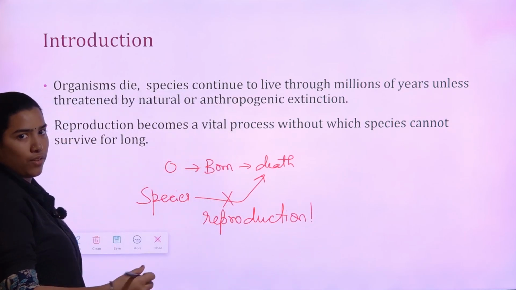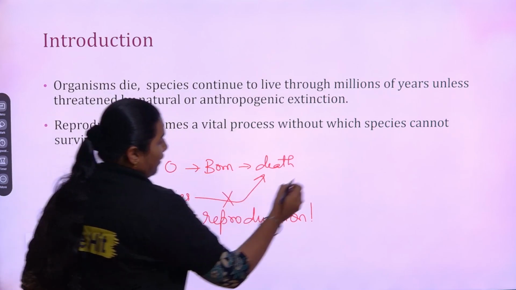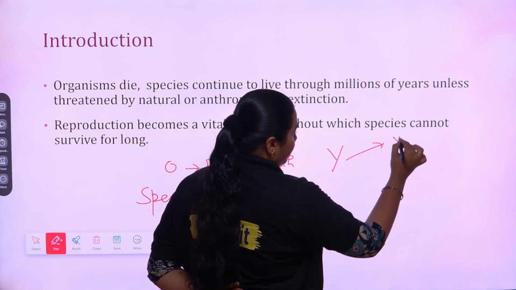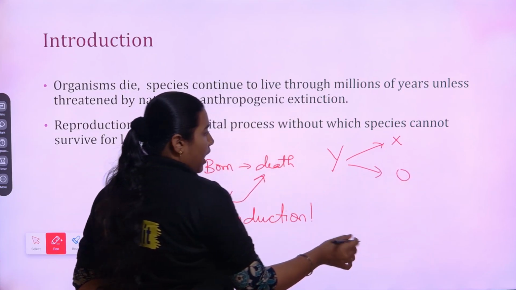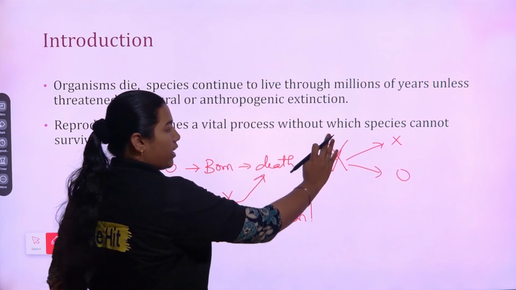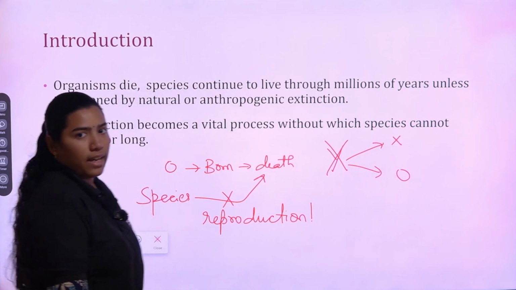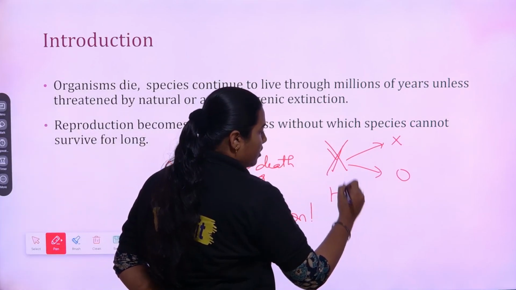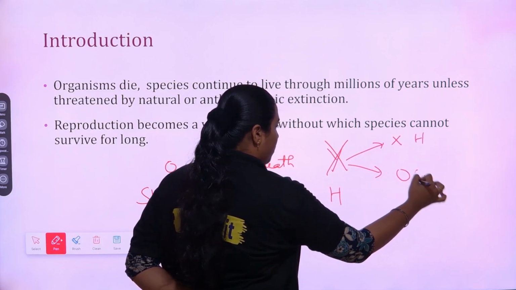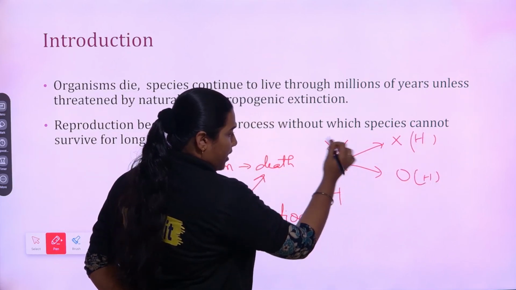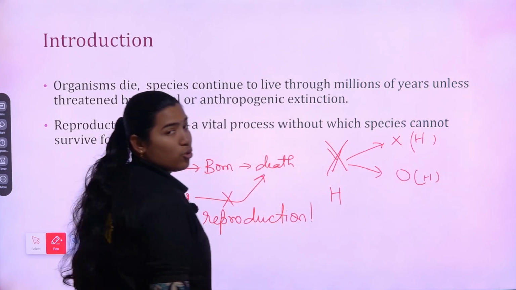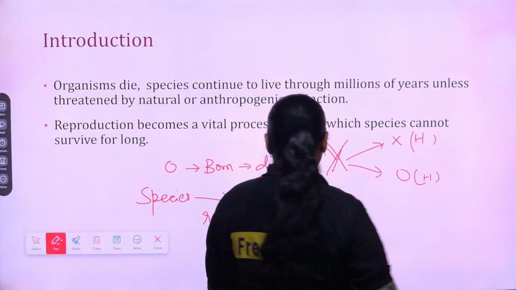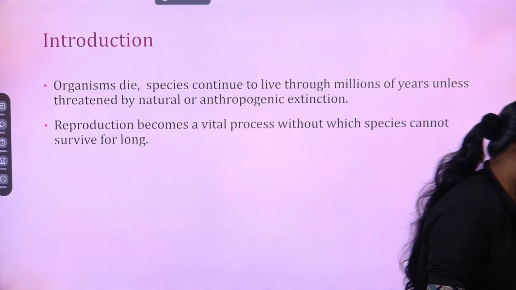Reproduction is the production of another offspring. For example, if Y is born and Y creates X and O, and then Y dies, it means the organism is dead, but X and O will be alive. Think from the species perspective. Y is Homo sapiens, so its offspring is also Homo sapiens. So though the organism dies, the species continues. That's what we are trying to achieve in the first line. So we can survive for quite a long period of time.